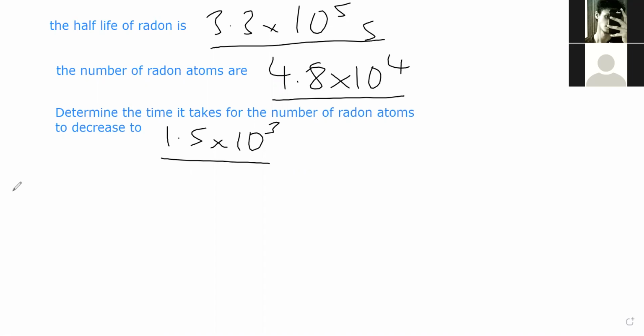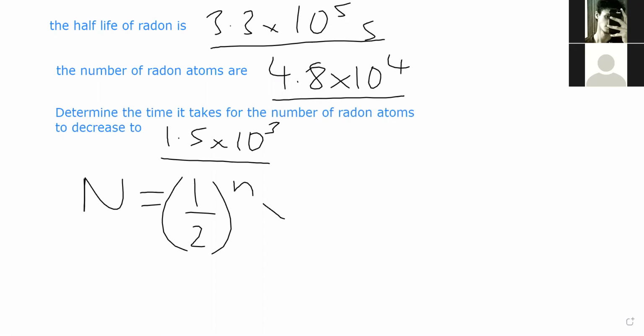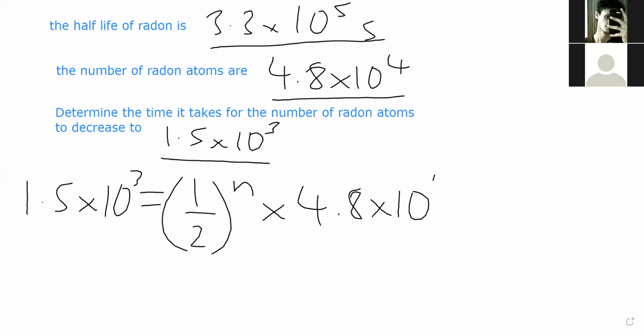We'll first use the formula N equals half to the power n, into n naught. So N over here is equal to 1.5 into 10 to the power 3. N naught here is equal to 4.8 into 10 to the power 4. Now using this, we'll have to find the value of n. 4.8 into 10 to the power 4 can be written over here.